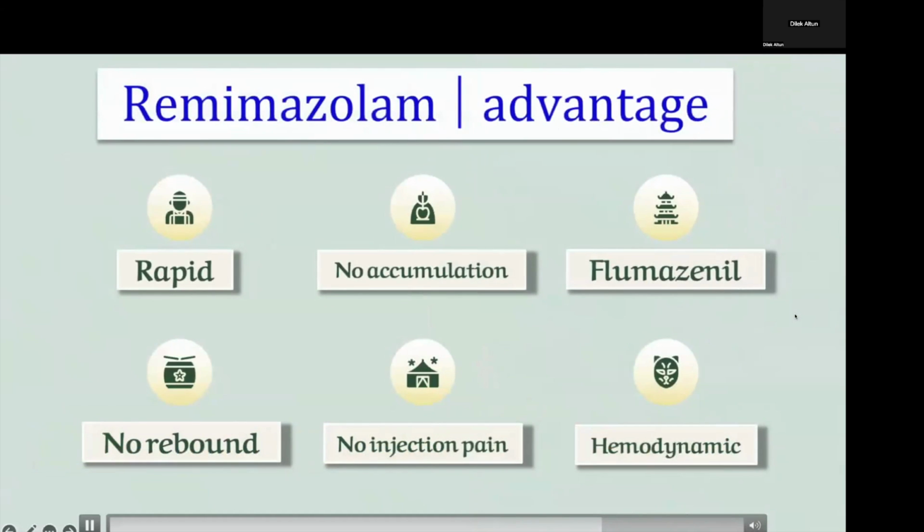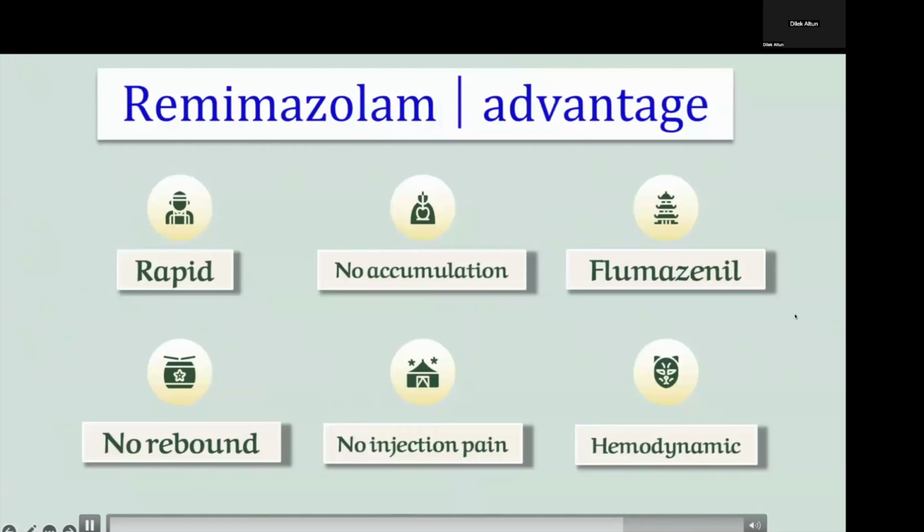Now, let's focus on some of the unique advantages of remimazolam. Rapid onset. It acts quickly, with a short duration of action. Metabolism. Metabolized by tissue esterases, meaning accumulation is unlikely, even with prolonged infusions. Flumazenil. As a benzodiazepine, its effects can be efficiently reversed with flumazenil, providing an extra layer of safety, especially in out-of-OR sedation. No rebound. Due to its excellent pharmacokinetics, rebound sedation is unlikely after flumazenil reversal.